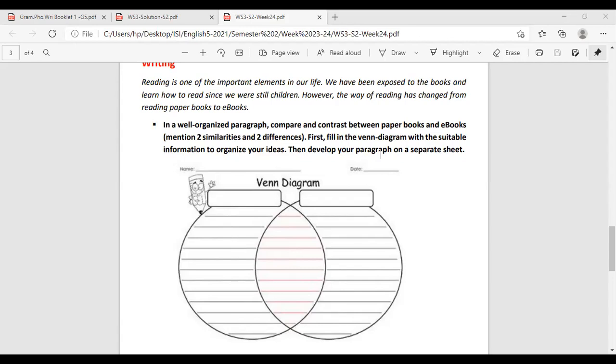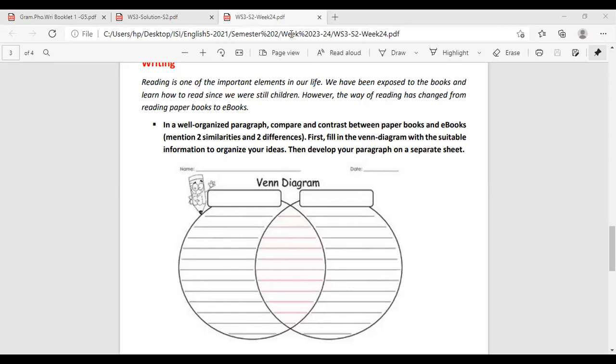So, I started with reading, but look what I'm going to talk about. The way of reading has changed from reading paper books to ebooks. Don't you notice yourself that sometimes you read on tablets, you read on your phones, you have ebooks? Like now, you can download books as a PDF on your tablets. So the way of reading changed from paper books to ebooks. We still use paper books, but not as much as before. So in a well-organized paragraph, what are you going to write in that paragraph?